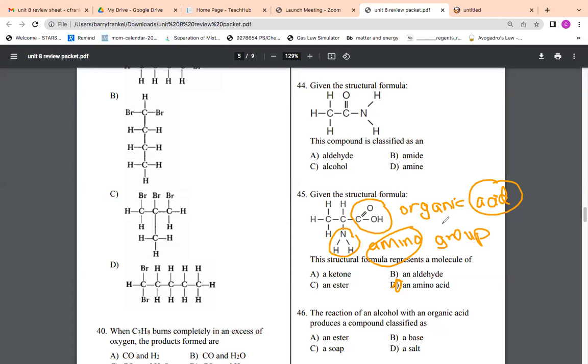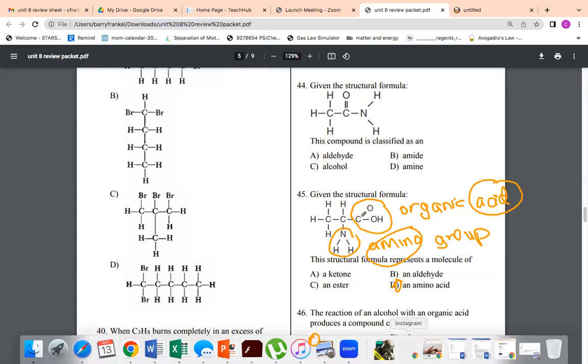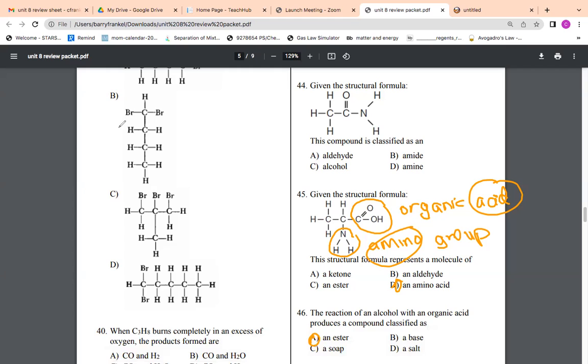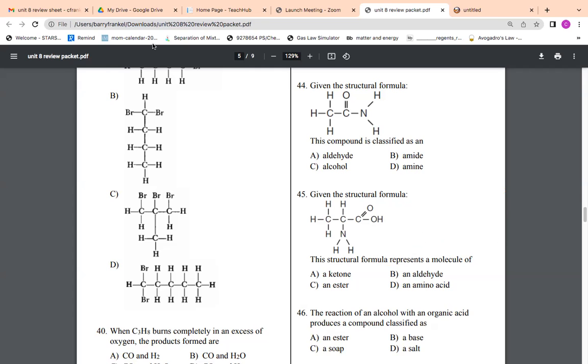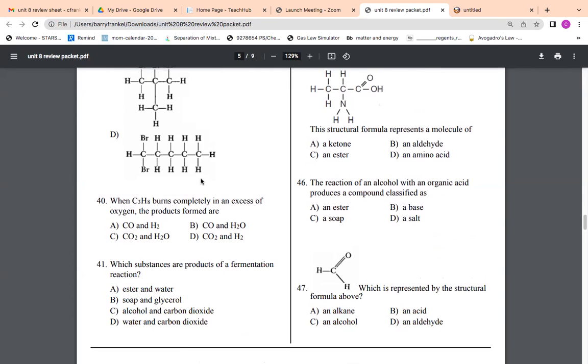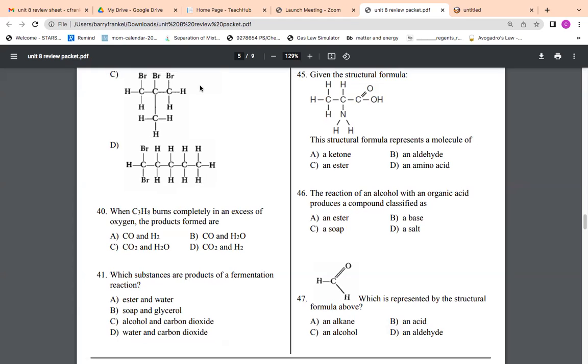Number 46, I also asked this one a bunch of times. The reaction of an alcohol with an organic acid produces a compound classified as an ester. This is esterification. All right, we are moving along very nicely. Next page. Oh, nope. Had my hopes up.